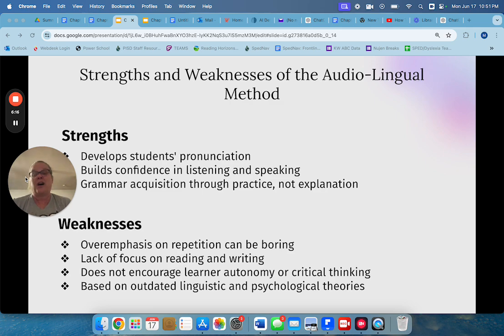The biggest problem, the weakness, is the repetition. It can become very monotonous and boring to the students. There is no real focus on reading and writing skills, and it does not encourage learner autonomy or critical thinking. Basically, what the book said is it's very surface level teaching. There's no real in-depth teaching to it. And this is pretty much based on outdated linguistic and psychological theories.